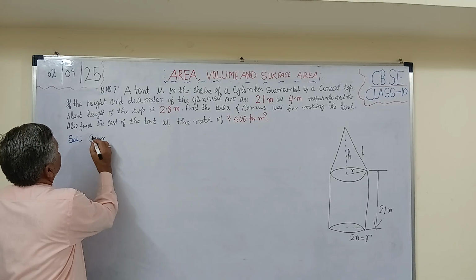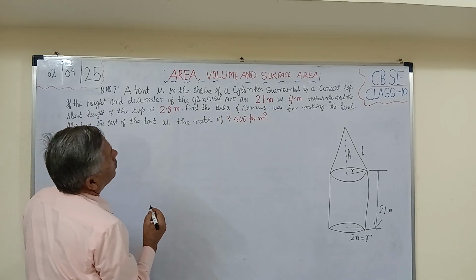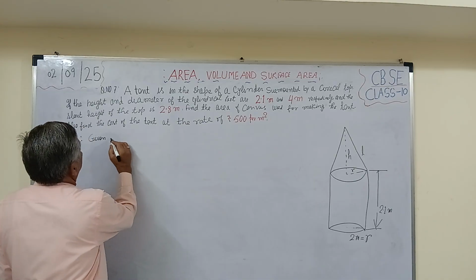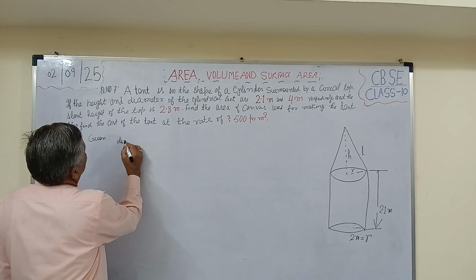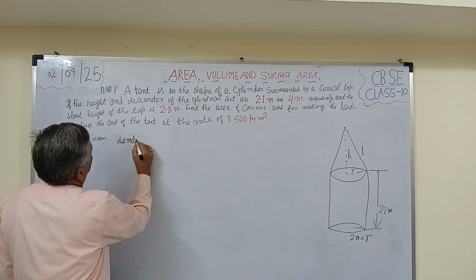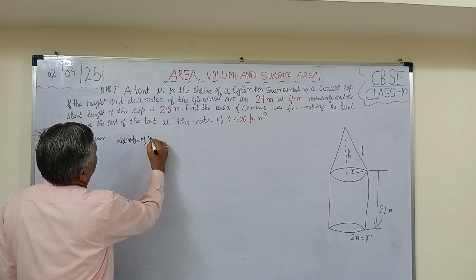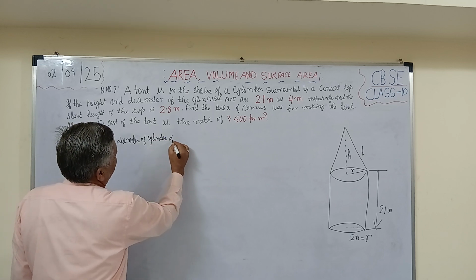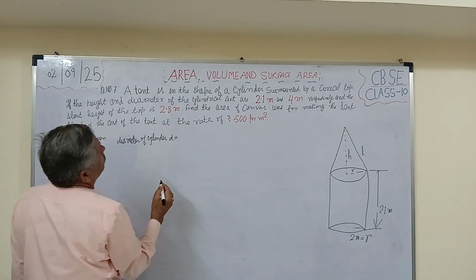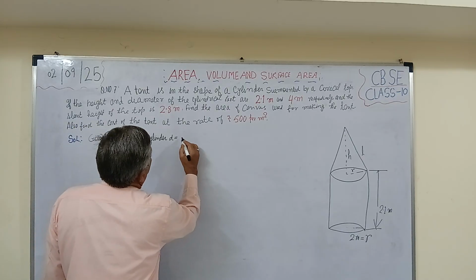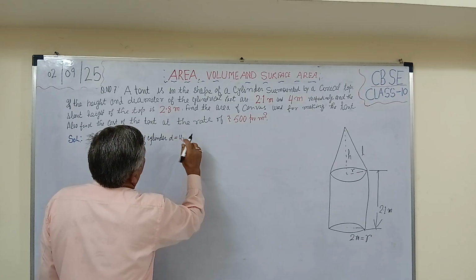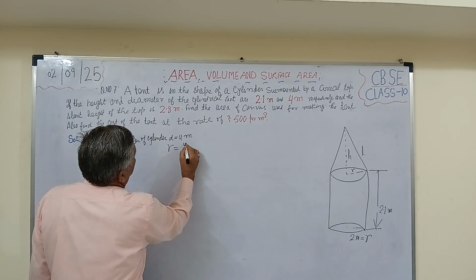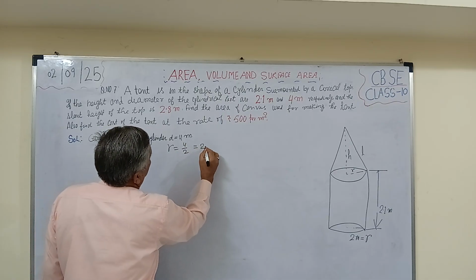Given is the diameter of cylinder, D equals to 4 meter. Therefore radius will become 4 by 2, that is 2 meter.